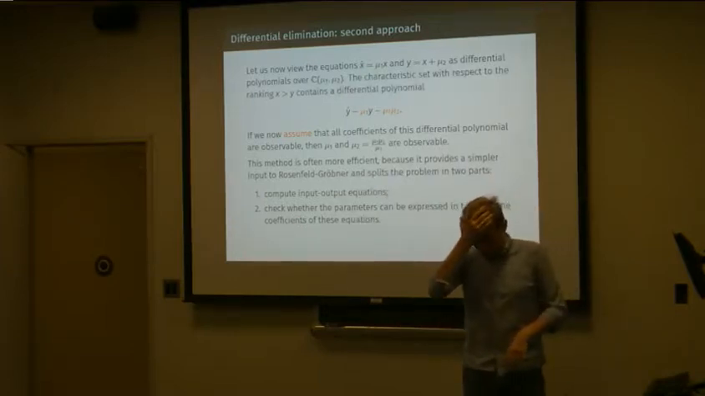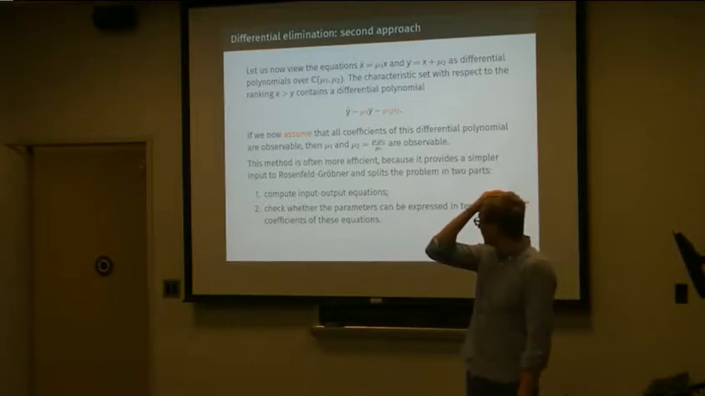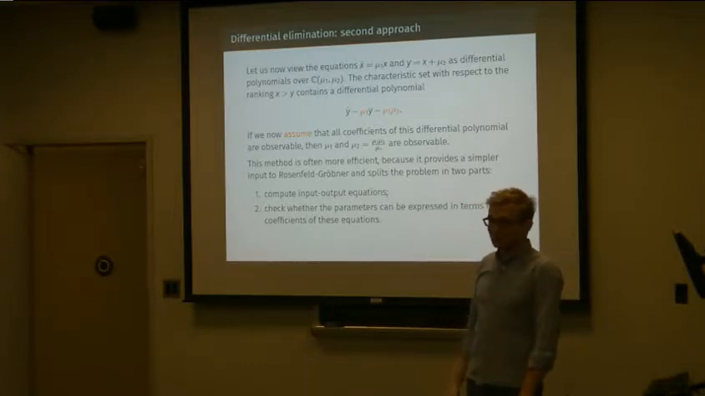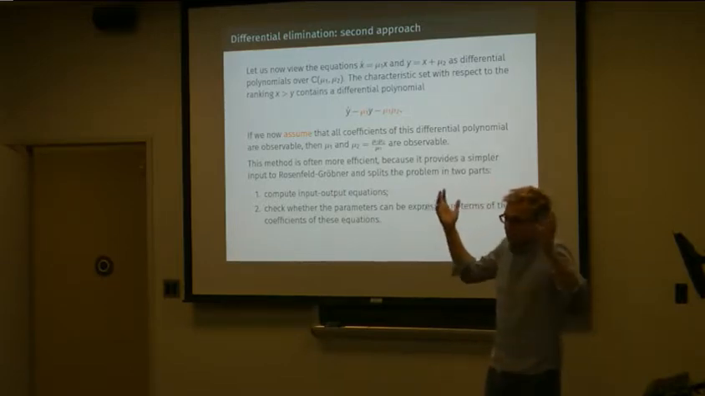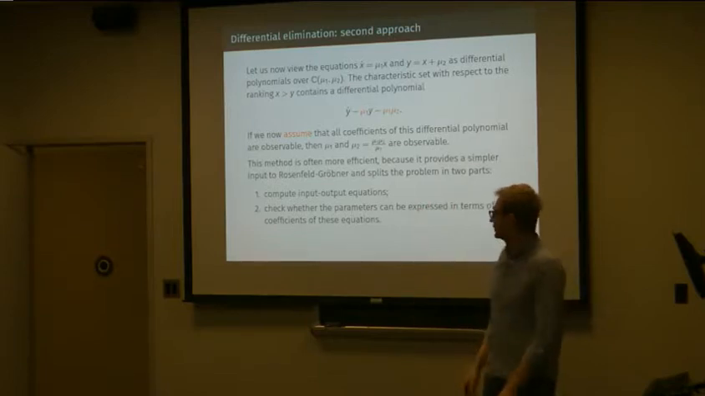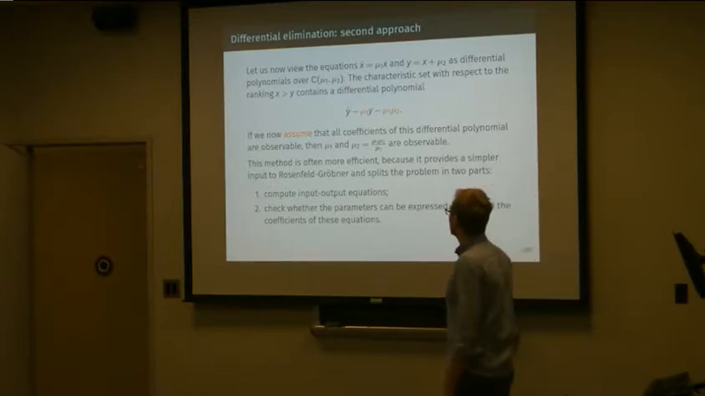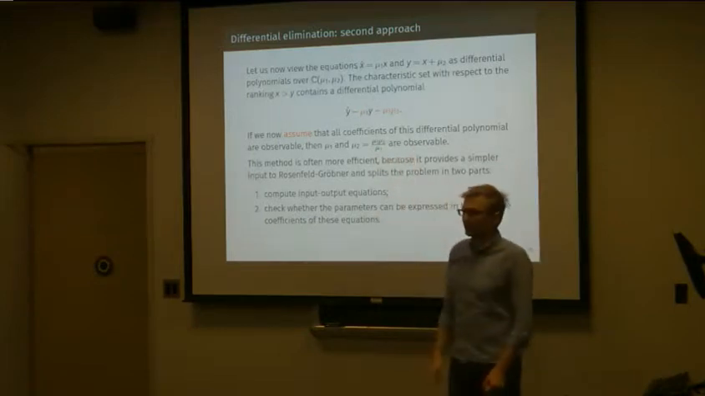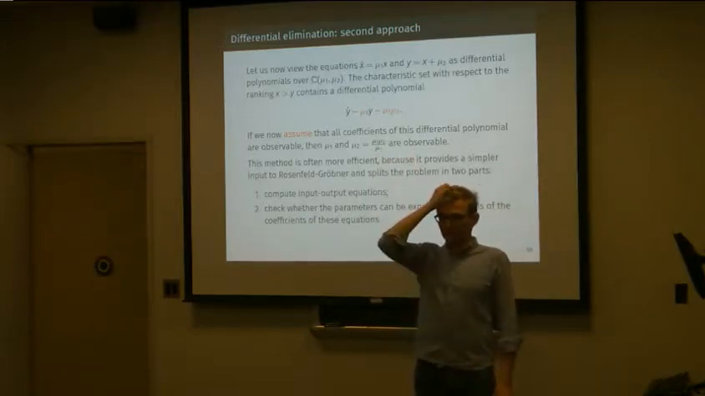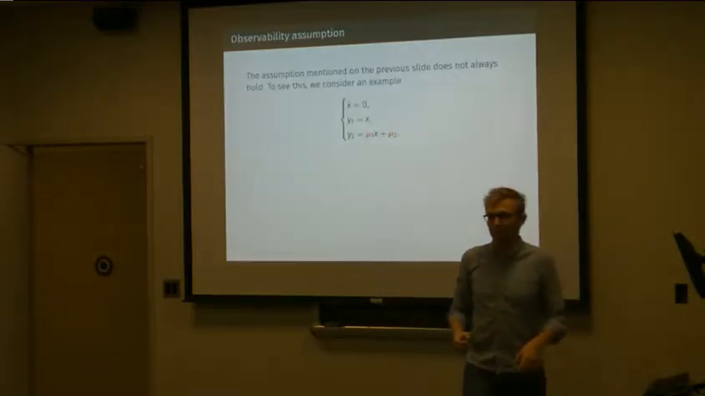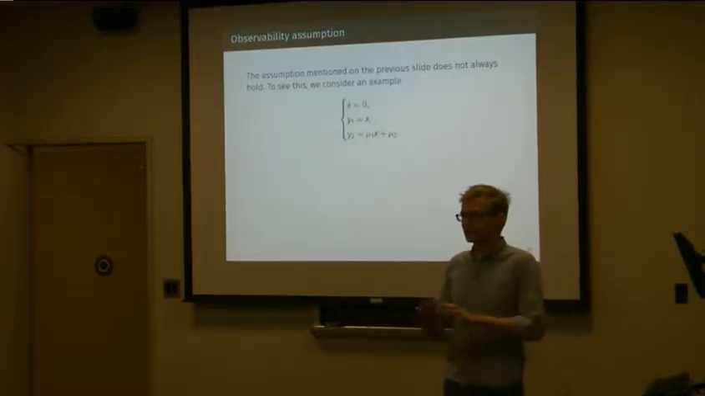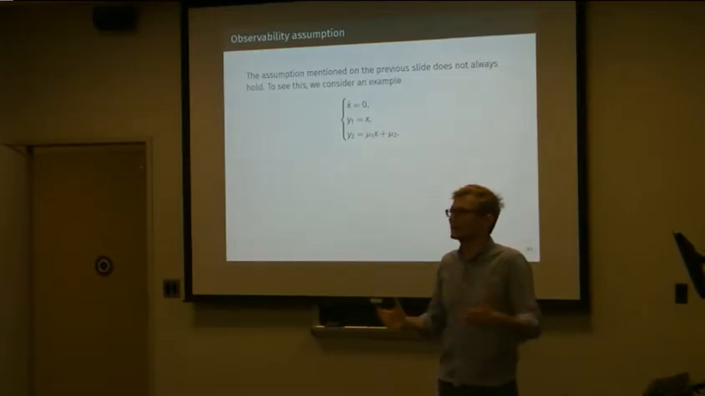However, there are still some issues here. One is that Rosenfeld-Grobner still computes more than they want. So you still get certain formulas, and you still get other elements of the characteristic set that you were not interested in. And the second issue is that this assumption that coefficients can be really measured fails in some situations. I just want to show you one of them. This will look a bit artificial. I will explain later what this example means in a more general context.